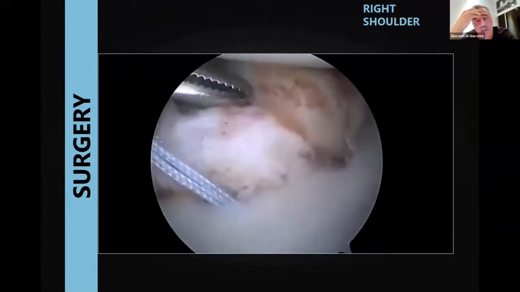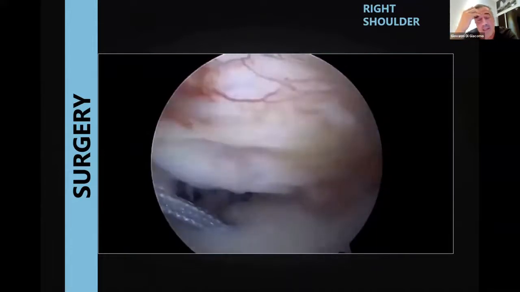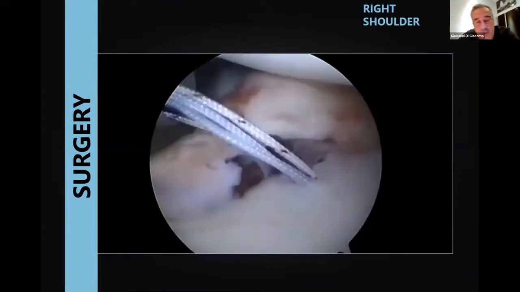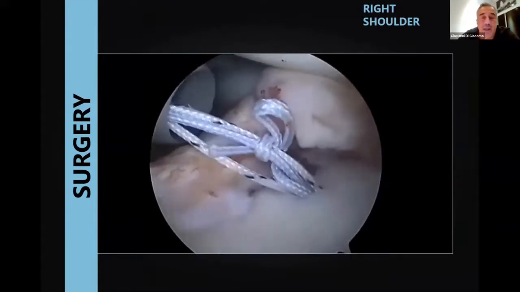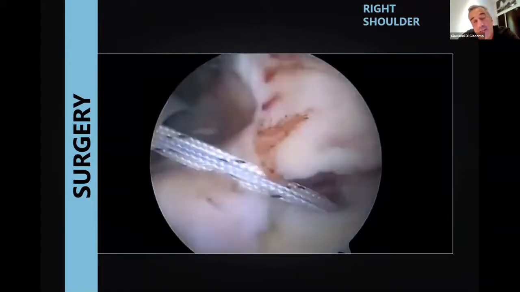You can use 2 anchors double loaded. You can use 4 anchors single loaded. You can also use different kinds of stitch: simple stitch, mattress stitch, Cassiopeia conformity. There are different philosophies, and you have to pay attention when you retrieve the wires through the cannula.